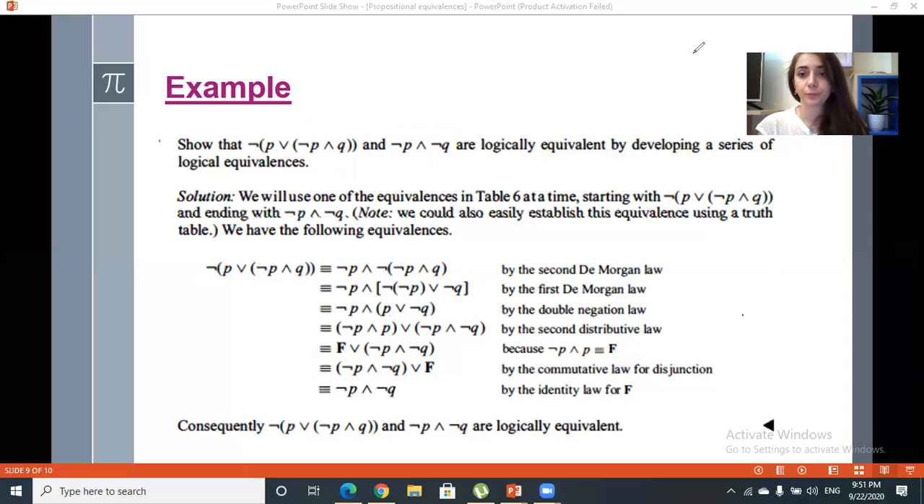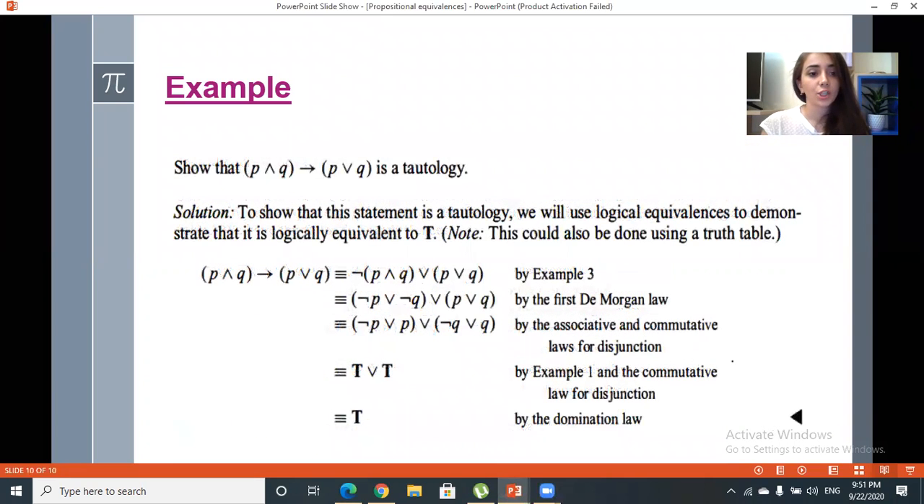Let's continue. Show that (P ∧ Q) → (P ∨ Q) is a tautology. It means that our result should be true. Yes, the last column in the truth table should be true, true, true, true. Yes, all the truth values should be true. Or if we want to use logical equivalences to demonstrate that, we should find true in the end.